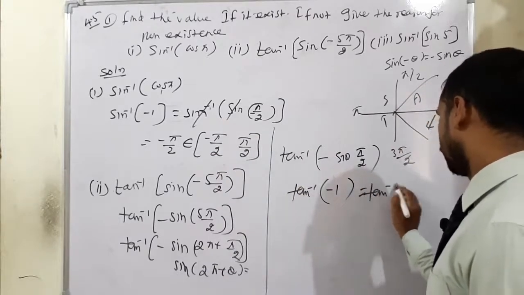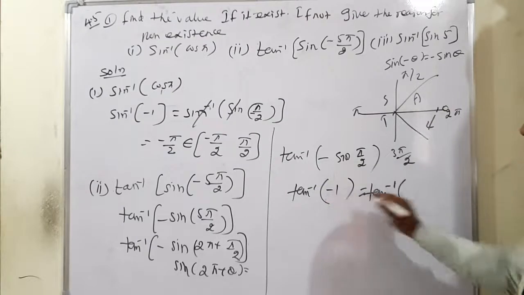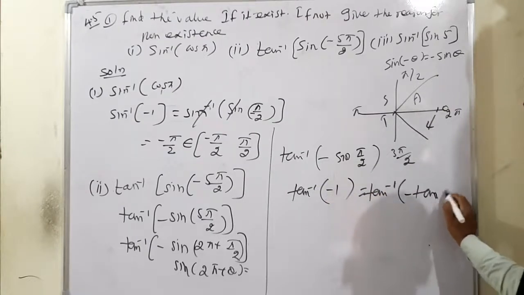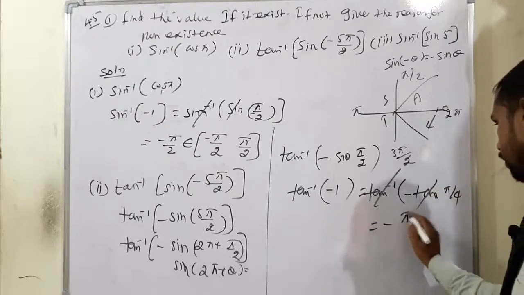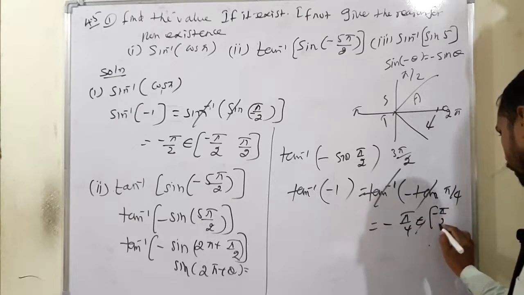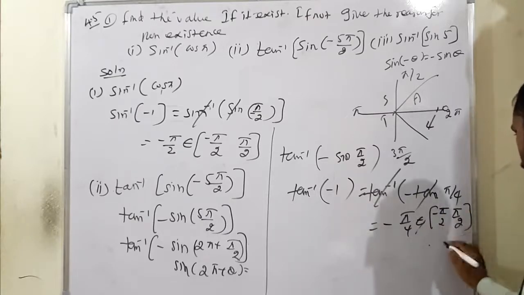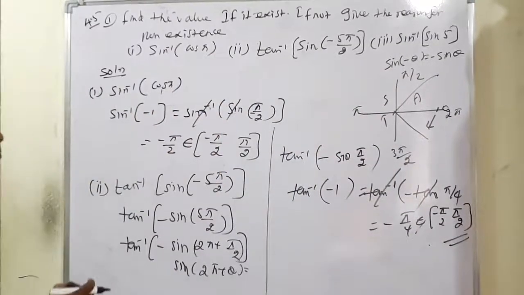Again, tan pi by 4 value will be 1, but here the negative sign is there, therefore we can write negative tan pi by 4. So tan inverse tan cancel means negative pi by 4. It belongs to negative pi by 2 to positive pi by 2. Subdivision 2 is over. Moving to subdivision 3.